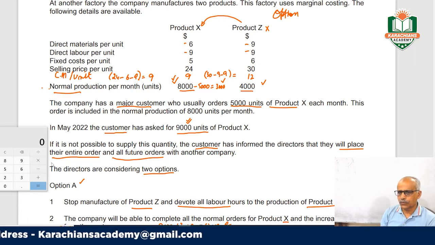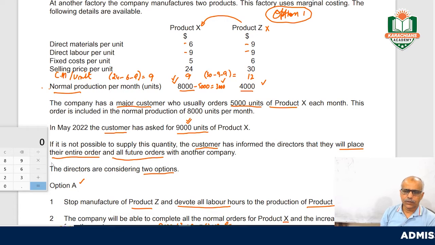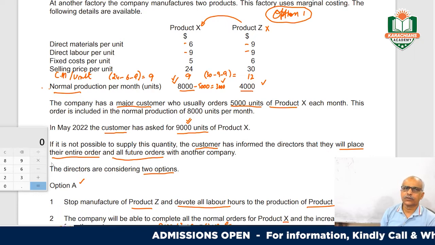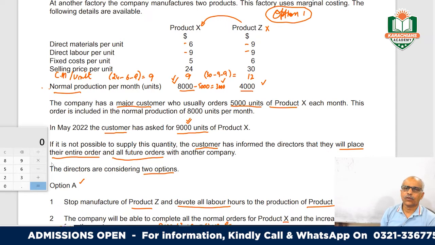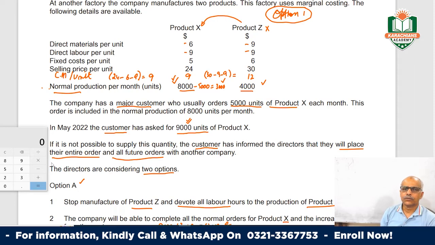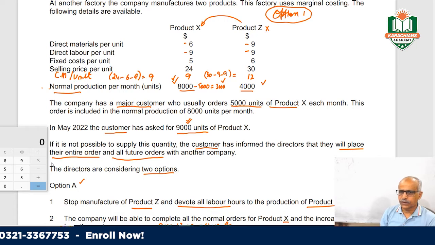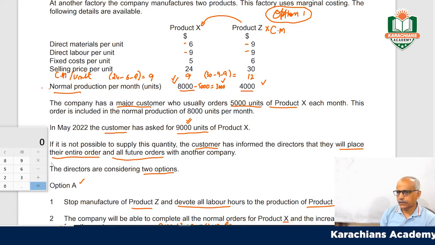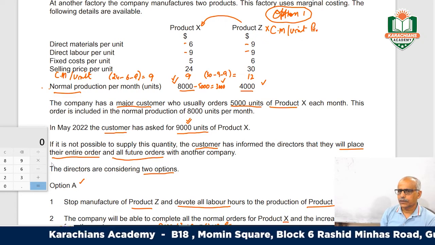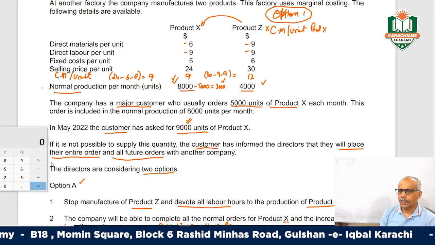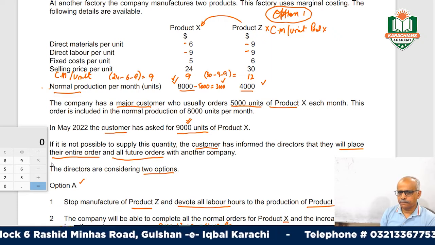If we move on to option number 1, what is option number 1? We have understood that they are asking to close the production of Z and move all production of 12,000 units to product X. So we know the contribution margin per unit of product X is 9.